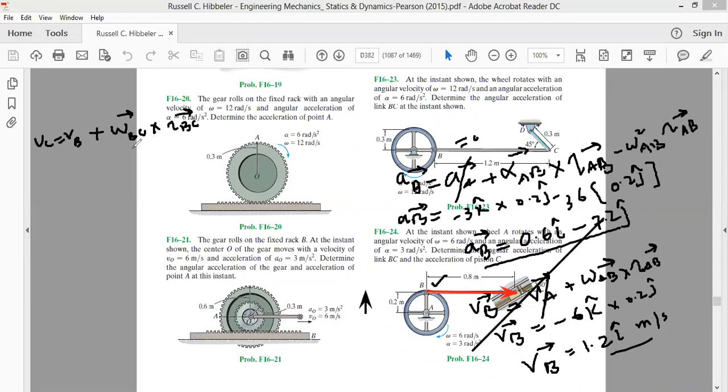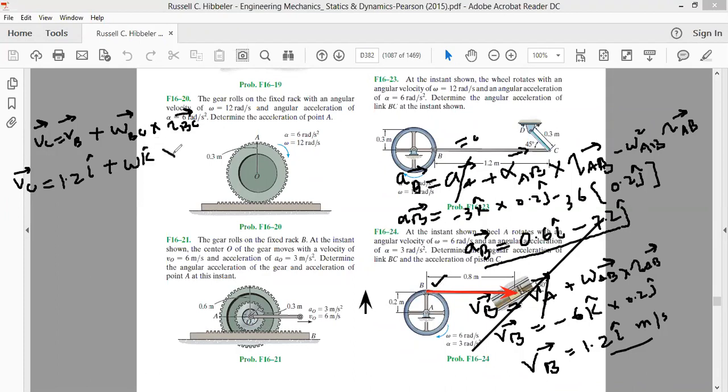Why are we writing the equation of velocity? Because we have to find the angular velocity, then we will use it in the acceleration equation. Velocity of C will become equal to velocity of B, which is 1.2 i cap. Then we have omega BC. We don't know omega BC, its magnitude is omega, and we don't know whether it's along minus k cap or plus k cap. We'll write this as omega k cap.